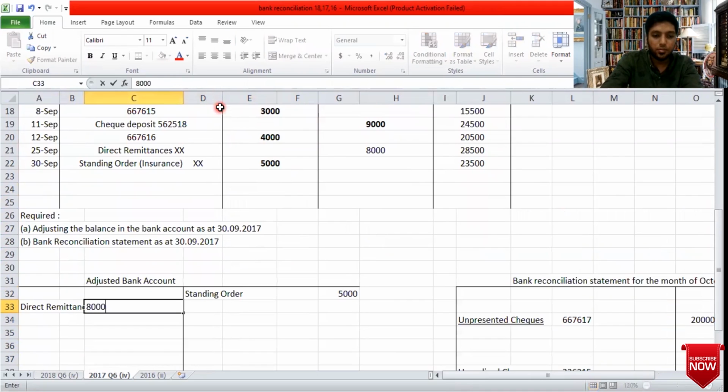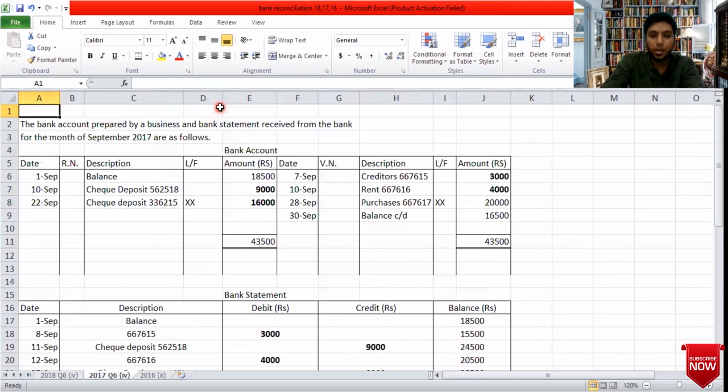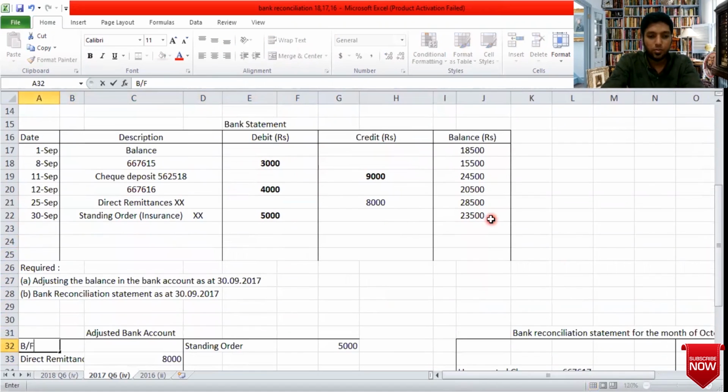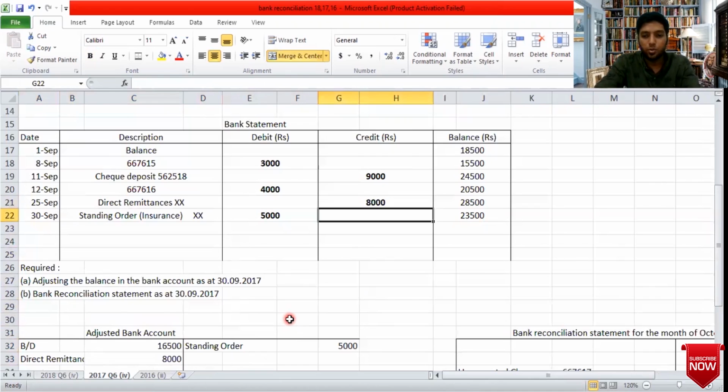Then now I'm done almost with the sum. I want to know the balance brought forward, balance carried down. This 16,500 is the amount of balance which I'm going to take as brought forward here. So brought down or brought forward or carried forward, whatever terms you can use. 16,500. I'm done with this 8,000, so I'll bold it.